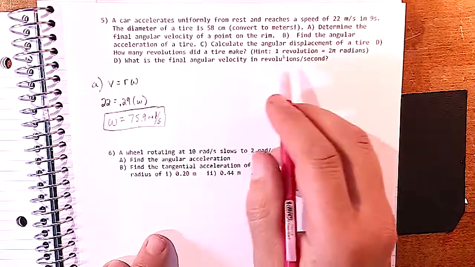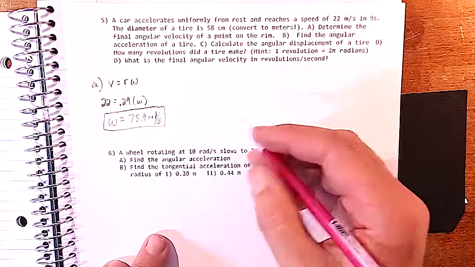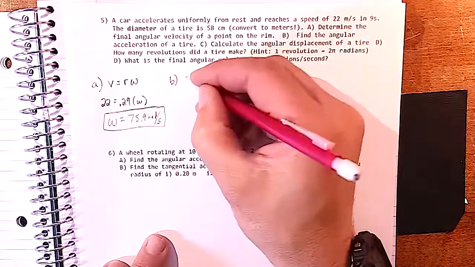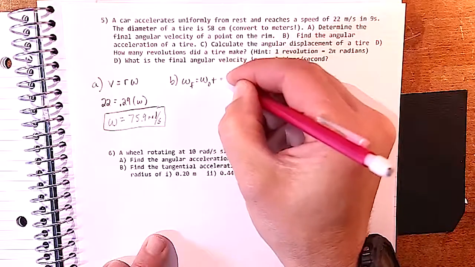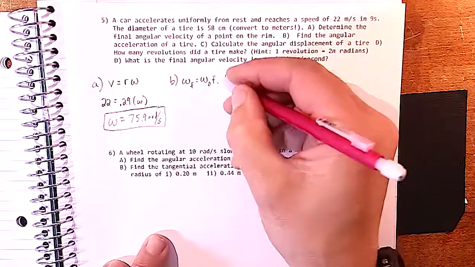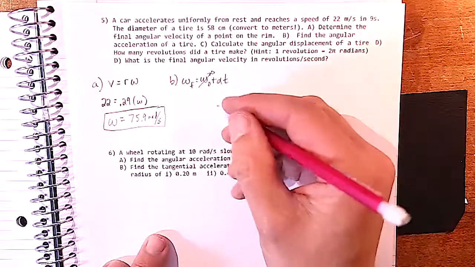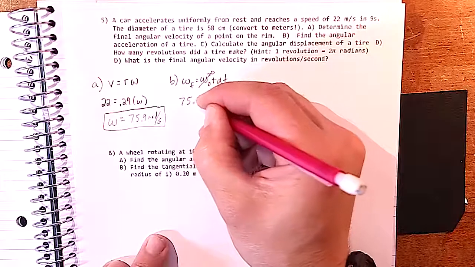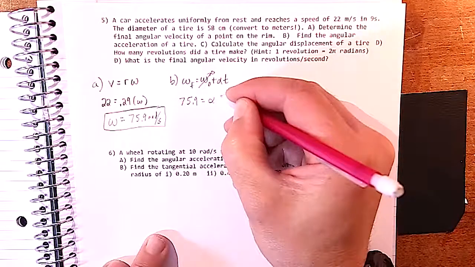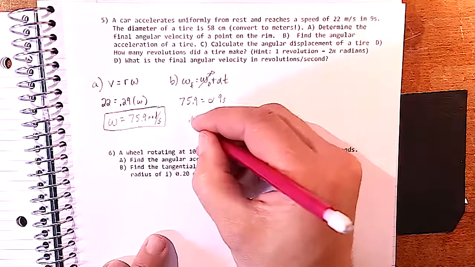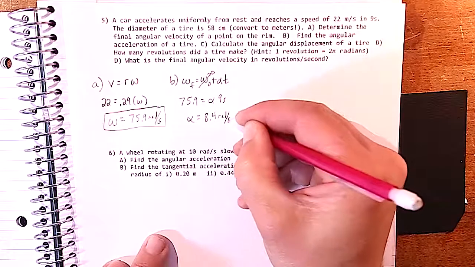In part B, it says find the angular acceleration of the tire. So for that, we can just do what we've done before, omega initial plus alpha t, and it says it starts at rest, so that becomes 0. So all we have to do is put in the 75.9 we solved for before, equals alpha times the 9 seconds, and alpha comes out to 8.4 radians per second squared.